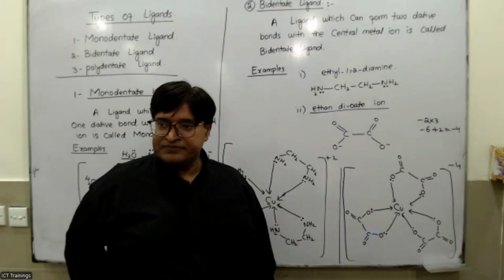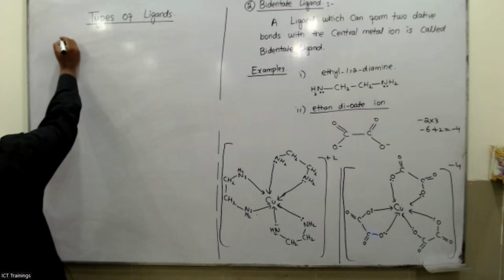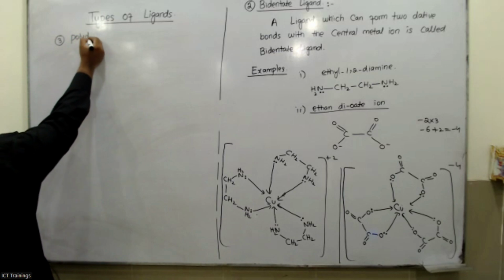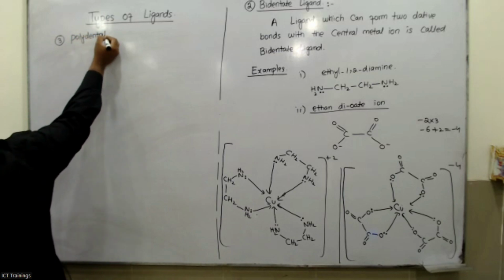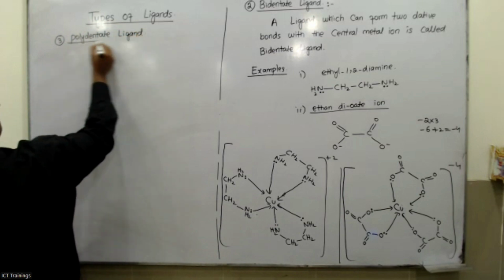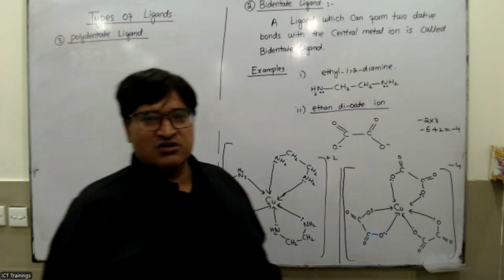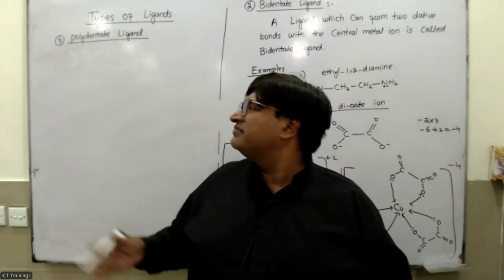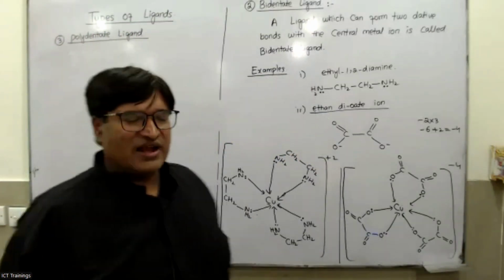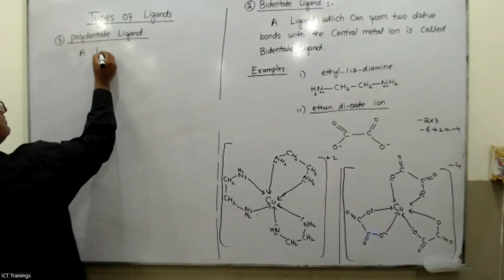Okay. The last one, the third one, is the polydentate ligand. Polydentate, as the name indicates, poly means many and dentate means dative bond. So a ligand which can form many dative bonds with the central metal ion is called the polydentate ligand.